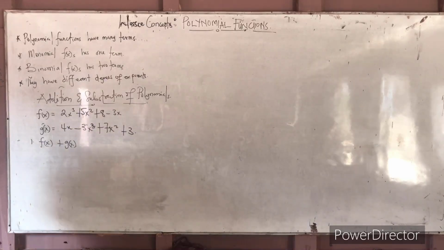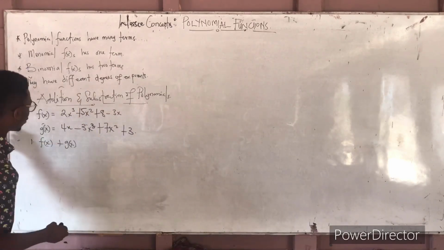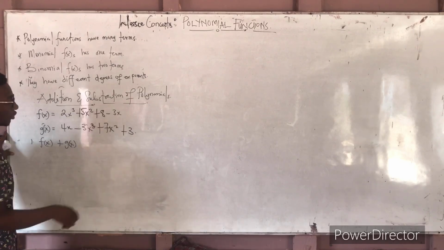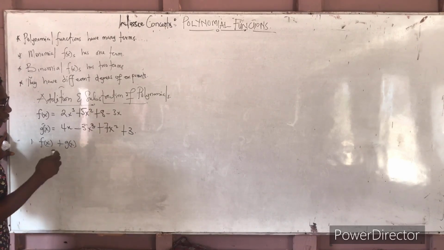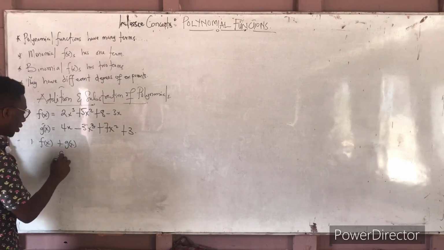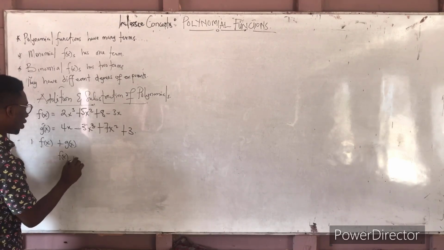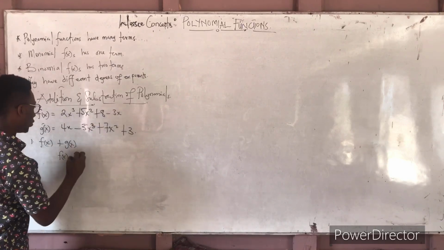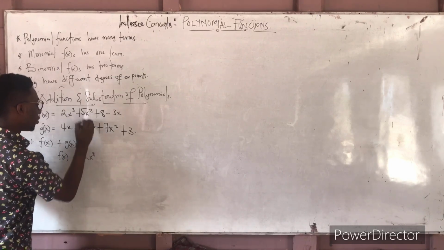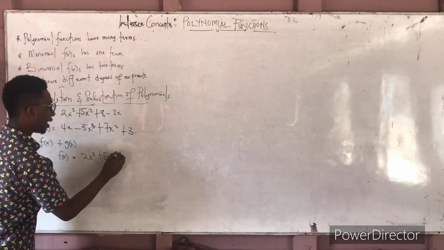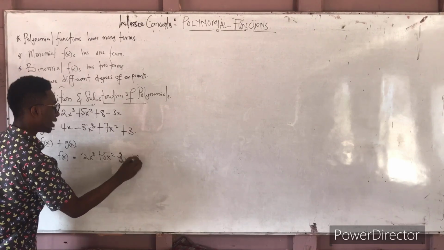What do we do? Under addition and subtraction of polynomials, you have to group like terms. So you group like terms and find it. And the shortest way to do it is that you can do f of x over here. You group the like terms, that is from the highest to the lowest. So you start with 2x cubed plus 5x squared minus 3x plus 8.